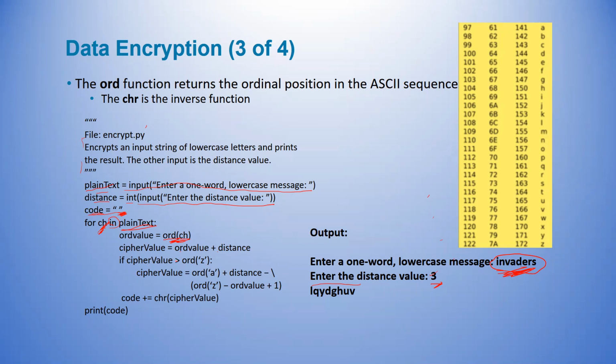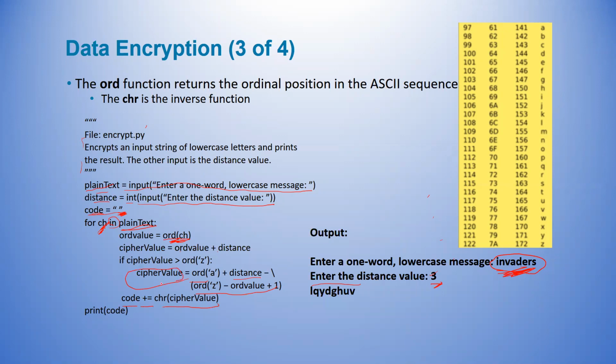And if cipher value is greater than the Z value, you will come back, loop around, okay? So if it's greater than Z, you come back because you want to stay in it, okay? So if that's the case, you will do this plus the distance and minus this. This is just the formula of how you do that, okay? You come back to A. And then code plus equal to whatever this value is.